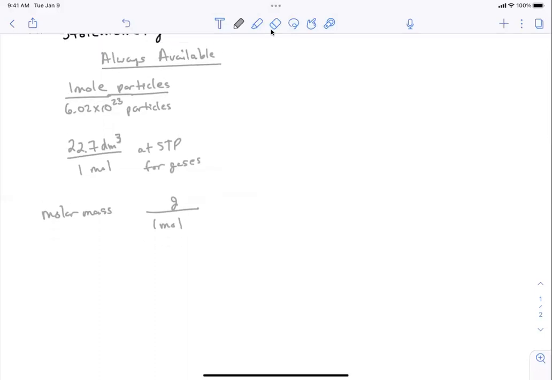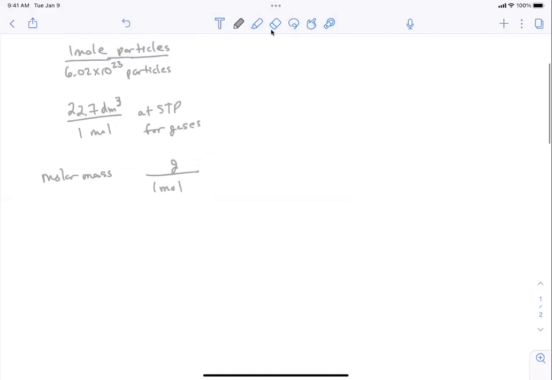Okay. So molar mass is also another conversion you want to think about.